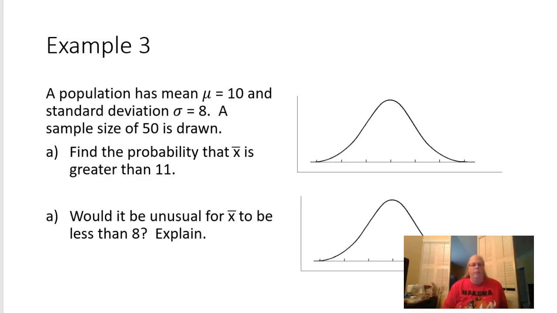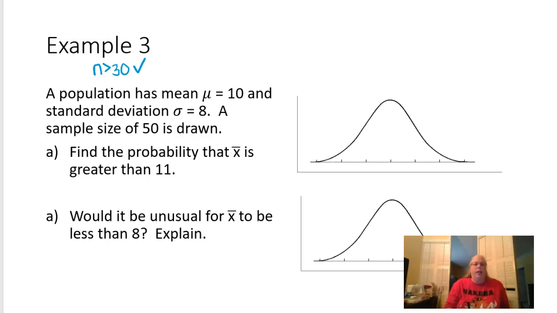Example 3. A population has mean mu equal to 10 and a standard deviation sigma equal to 8. A sample size of 50 is drawn. Part A, find the probability that x bar is greater than 11. Okay, the first thing we want to check is that our sample size is greater than 30. And our sample size being 50 is greater than 30. So that means that we can go ahead and use the normal curve.